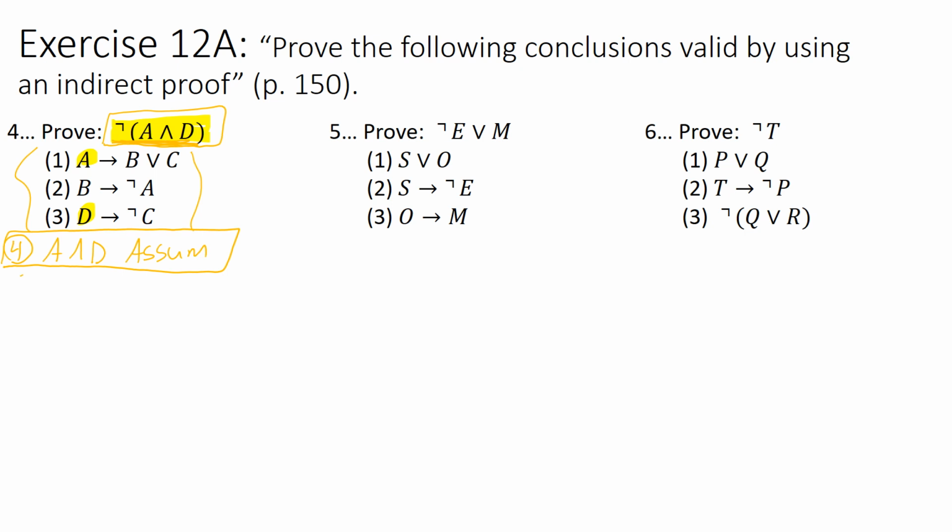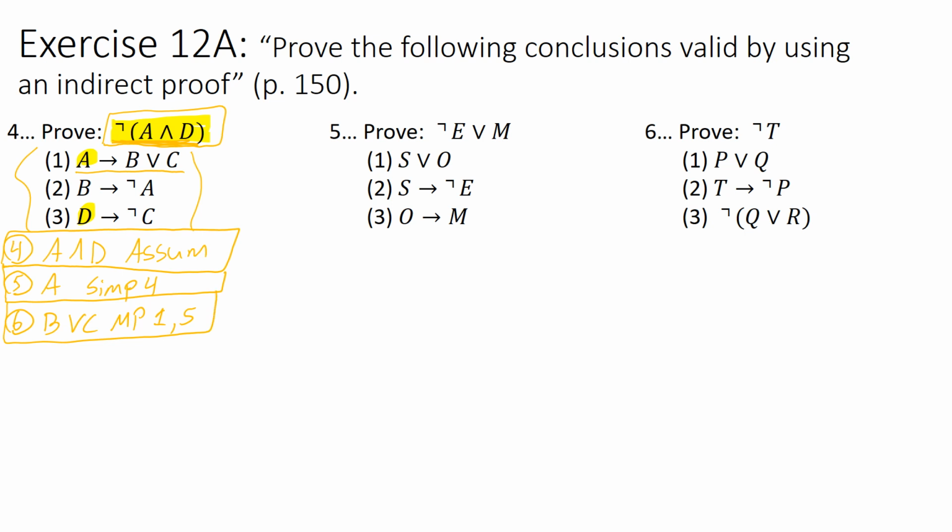For line 5, we can get A from the simplification of line 4. And then we can do a modus ponens inference with lines 1 and 5. So for 6, we can get B or C by modus ponens with lines 1 and 5.